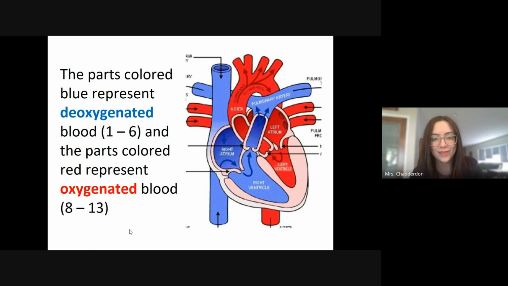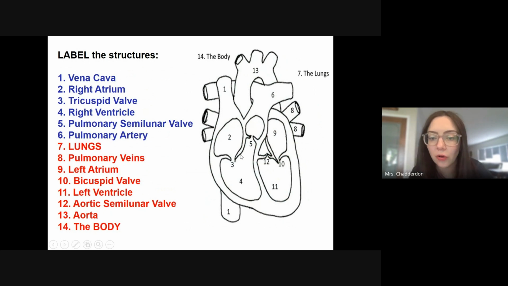Okay. So now I'd like you to also do the color coding on your picture, where blue is going to represent areas where the blood is deoxygenated, which is 1 through 6. And then I want you to color in red the oxygenated blood, where that goes through the heart. That's 8 through 13. Let's just look at this picture. This is the one you're coloring. You do not need to color the muscle of the heart here on the outside. Don't worry about that. This is muscle.